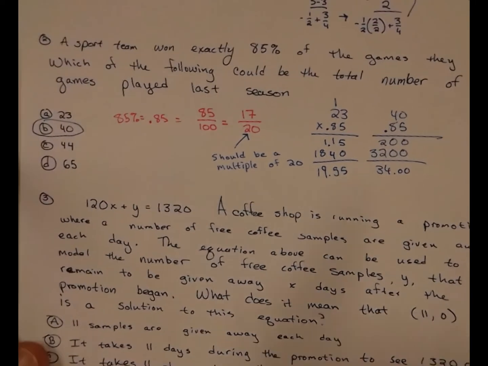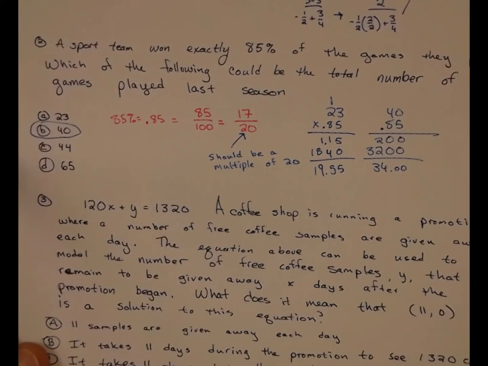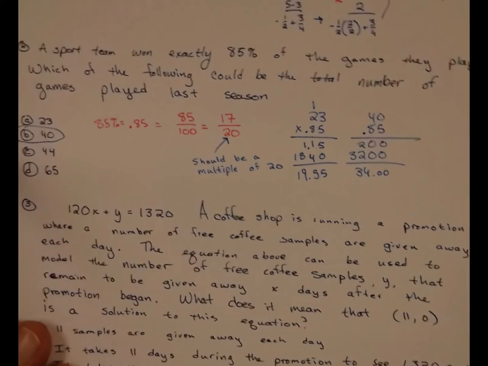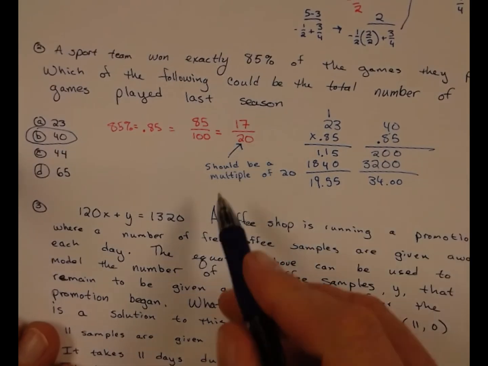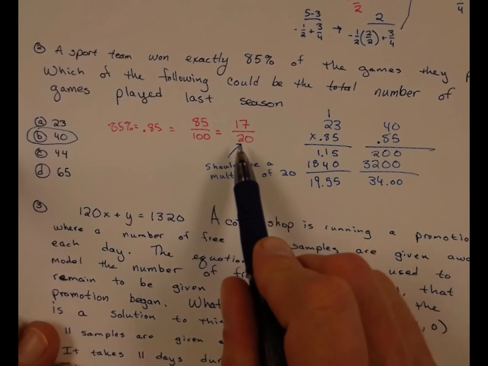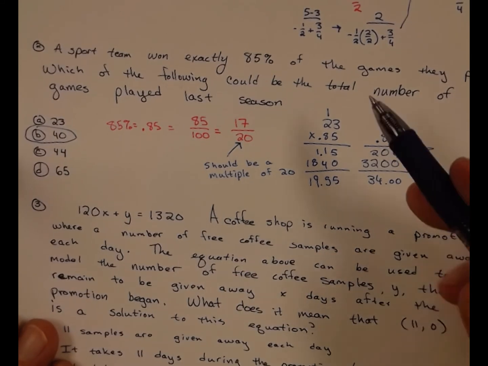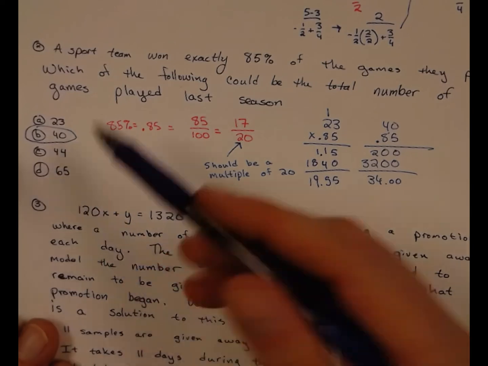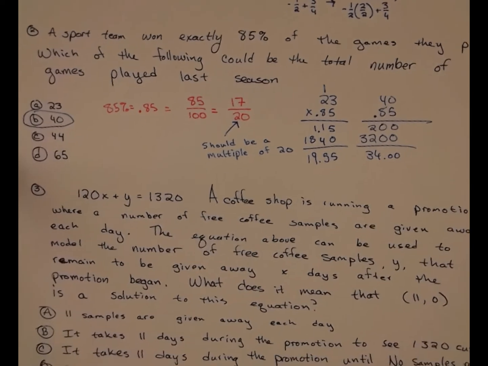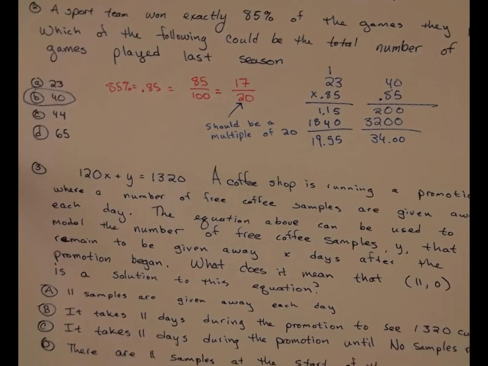So two ways to think of it, either 85%, what is that as a fraction of whole number over whole number? Okay, the total must be some multiple of this denominator. Or if you just multiply 85% by these, see which one gives you a whole number. The others don't give you a whole number.